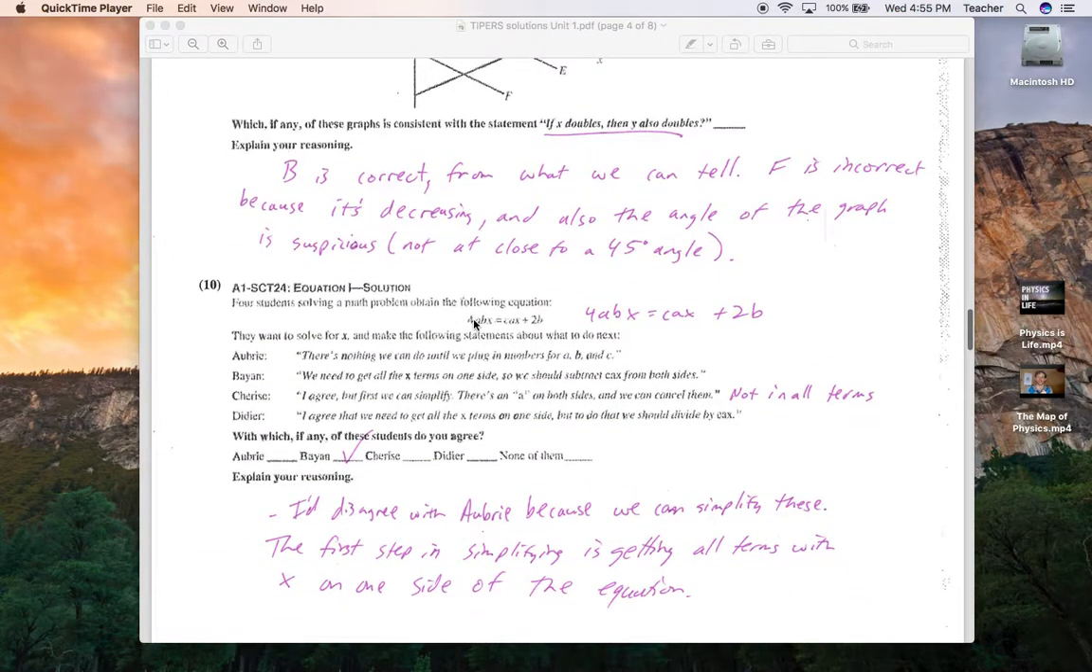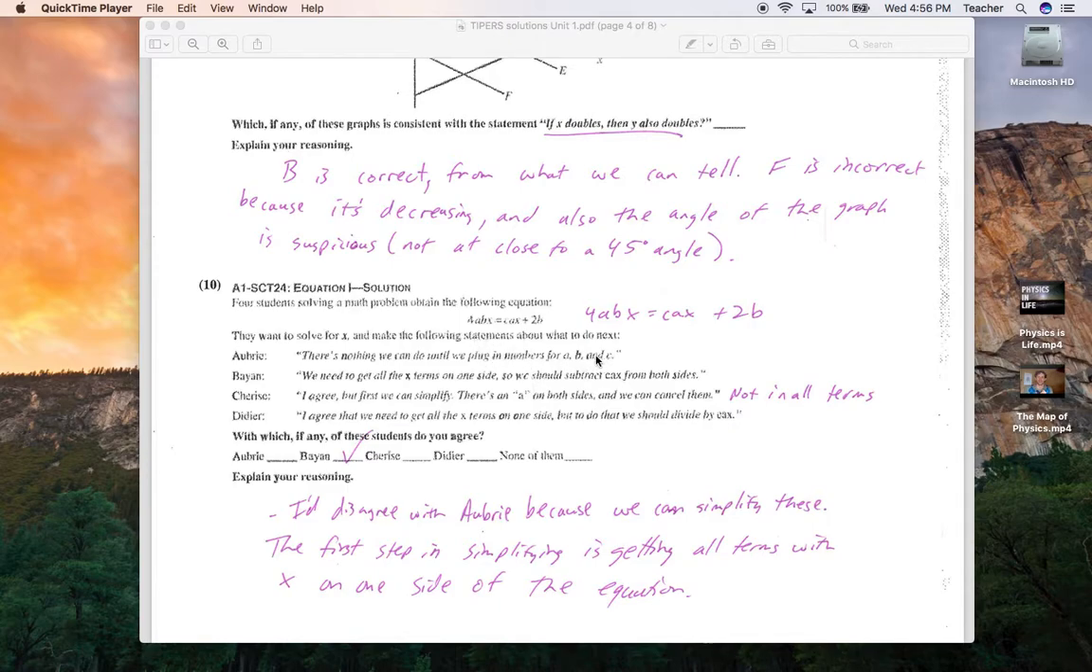Number 10, 4 students are solving a math problem. 4abx equals cax plus 2b. I would agree with Bayon's statement the most. Really all you need to do at first is get the x terms on one side. So that is the first step to that.